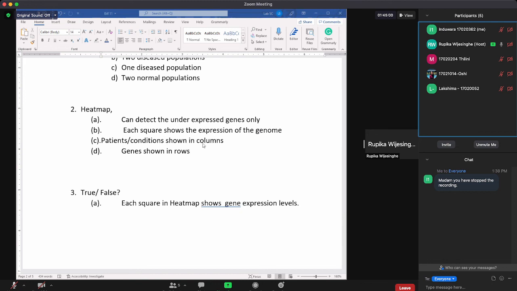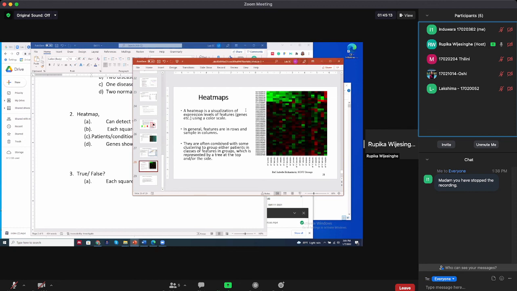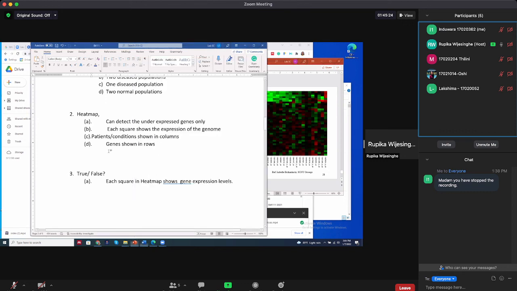Patients or conditions shown in columns. Here we can see this. So in the columns you have patients, correct? And genes, you have genes shown in rows. So we can say these two are correct. Any objections?